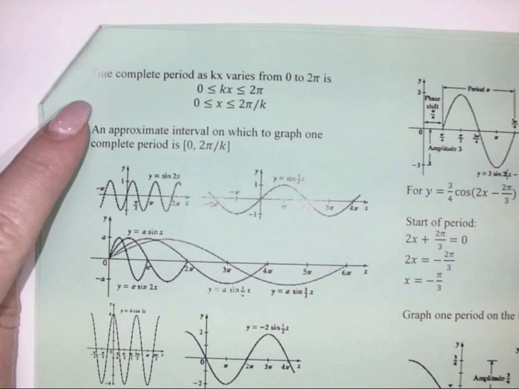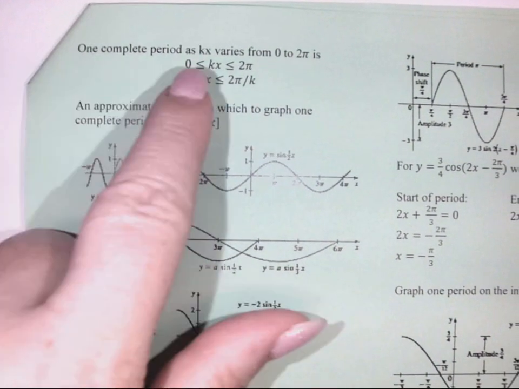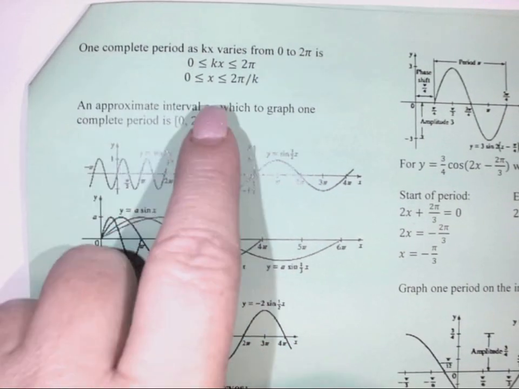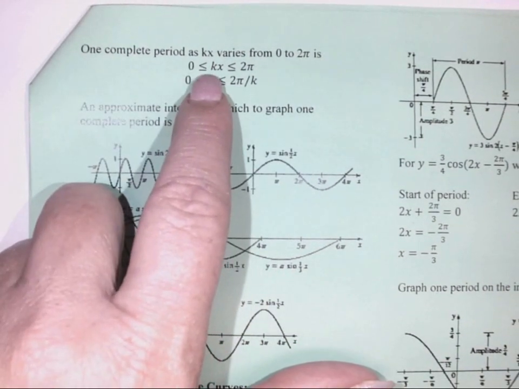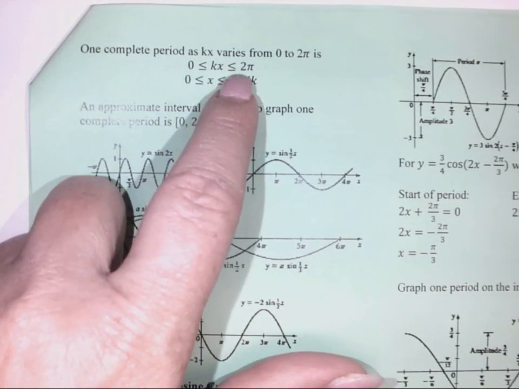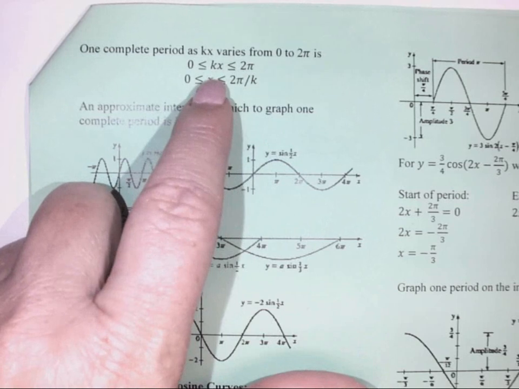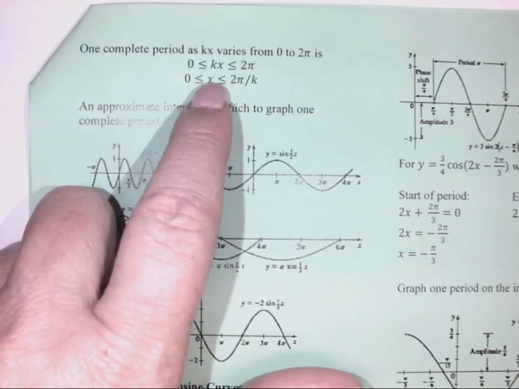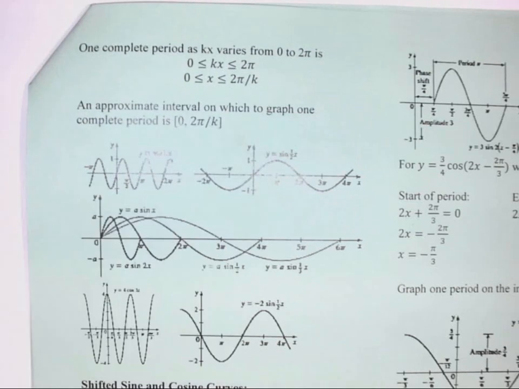So one complete period, as kx varies from 0 to 2 pi, would be 0 is less than or equal to k times x, which is less than or equal to 2 pi. So if we divide everybody by k, 0 divided by k is still 0. We get our x by itself, and we get 2 pi over k. So that would be the interval to graph a period.